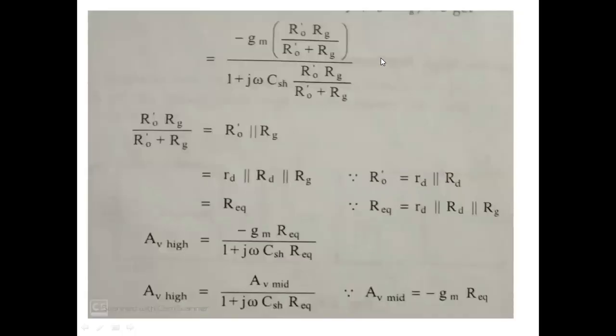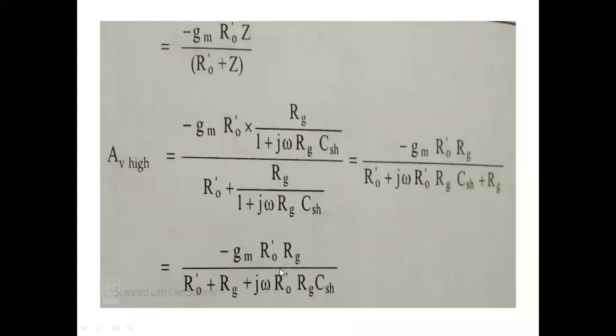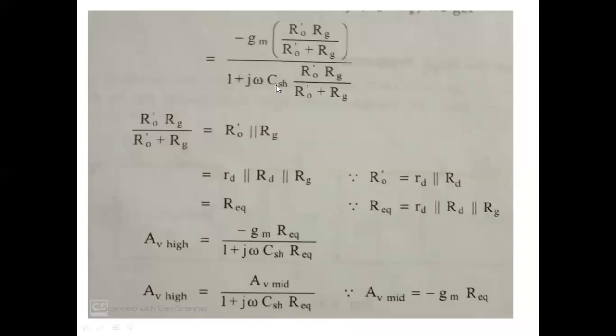So in order to get the gain in terms of frequency, we are dividing numerator and denominator with ro' plus Rg, same procedure. Then the term becomes minus gm ro' Rg by ro' plus Rg, by 1 plus jω ro' Rg Csh by ro' plus Rg. Okay, this is the term.